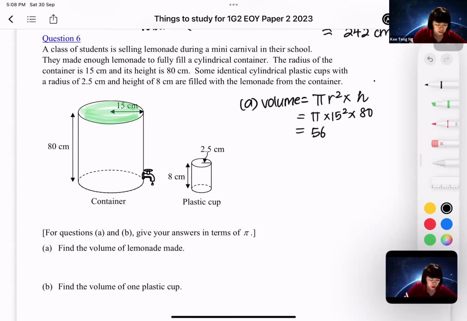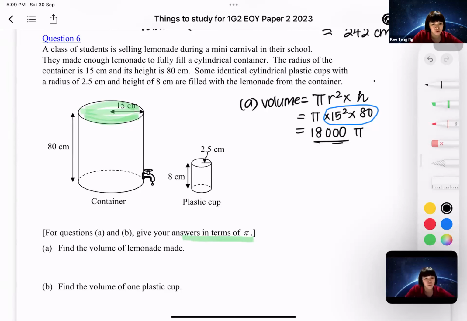And that gives me 56548.67. So rounded off to 3 significant figures. Oh, wait a minute. I forgot to read my question carefully. The question says give your answer in terms of pi. That means I cannot calculate my answer totally. I need to calculate everything else except the pi. I'll leave it in terms of pi. So 15 squared times 80 gives me 18000 pi. So I'm going to leave the pi down there.